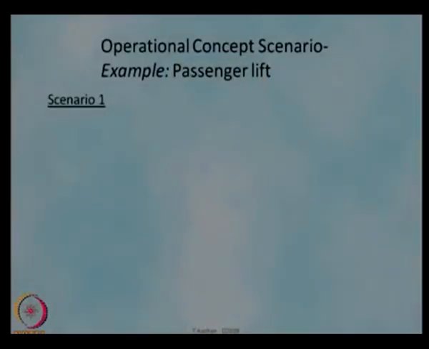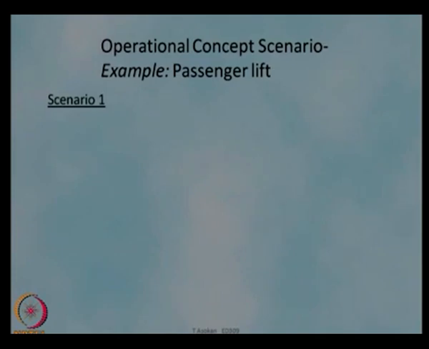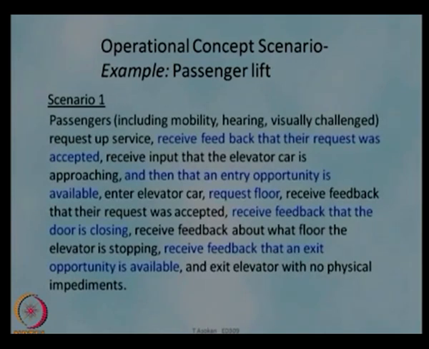Once we have this, we will try to identify the different scenarios under which this lift will be operated. We will try to define these scenarios in as much detail as possible, so that it will include almost all the details we need to know about the requirements to be provided in the system. For example, we take the scenario of an elevator passenger lift. We try to define the scenario in detail.